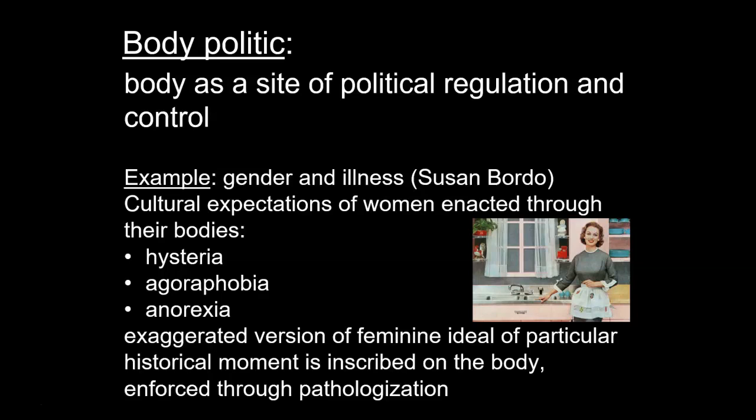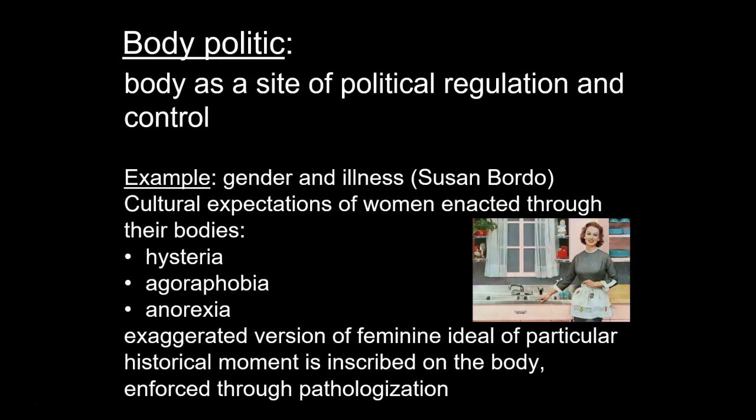The first is from a scholar named Susan Bordo, who's not actually an anthropologist. She's an interdisciplinary humanities scholar, but she's written a lot of really interesting things, especially around gender, that have been inspiring also to anthropologists. So one thing that Bordo wrote about gender and illness that's relevant to this idea of the body politic is she wrote a piece where she traces out 3 illnesses as they are grounded in history.